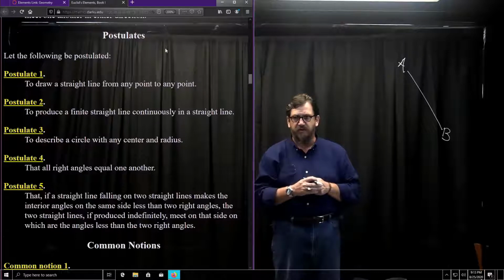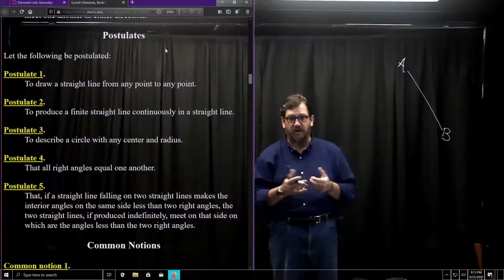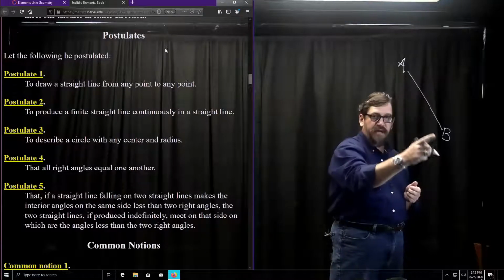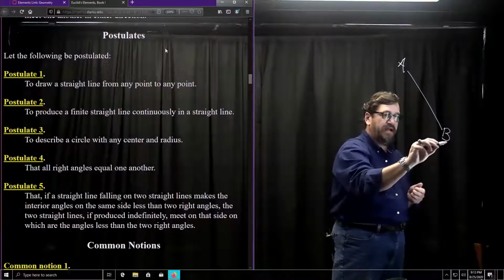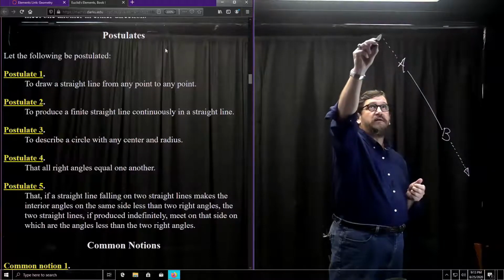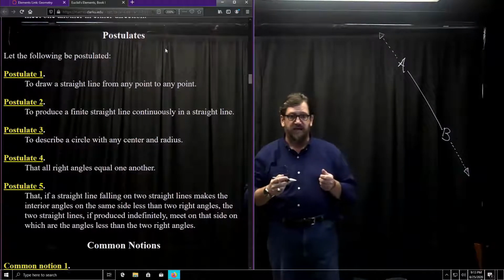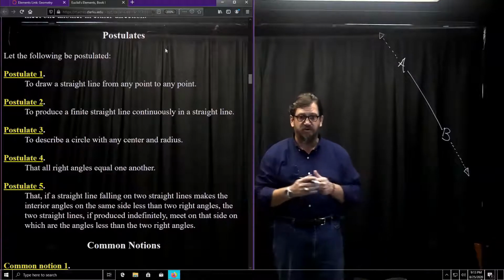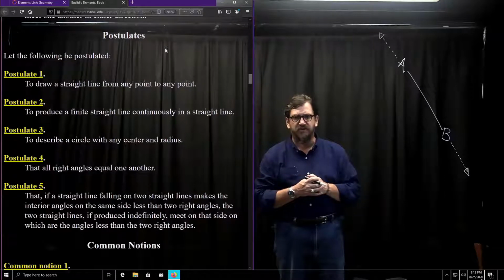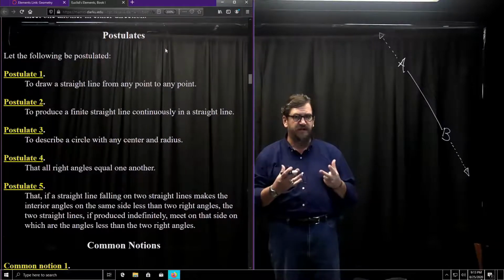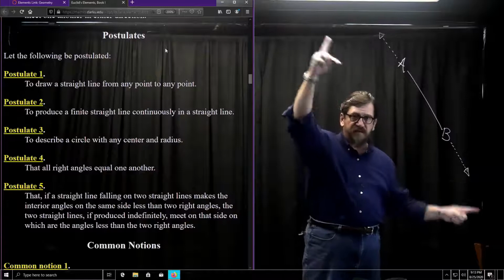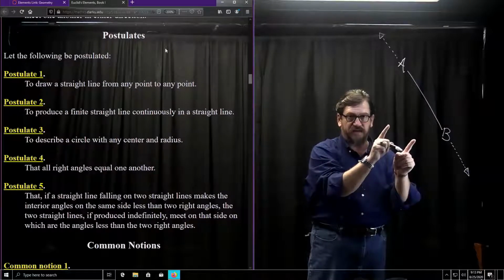Look at number two. To produce a finite straight line, what we call a segment, continuously into a straight line. Meaning, if I can go from A to B with a finite straight line, I can then extend past B or past A, and if I go in both directions, I get an infinite straight line. This is also a postulate of construction. It says there's something else going on here. It says I can construct something that's infinite from something that begins out as finite.